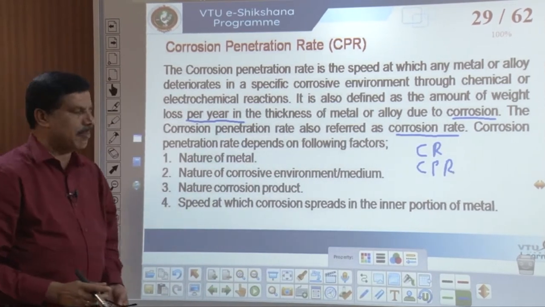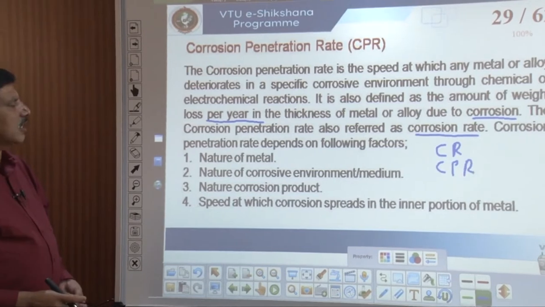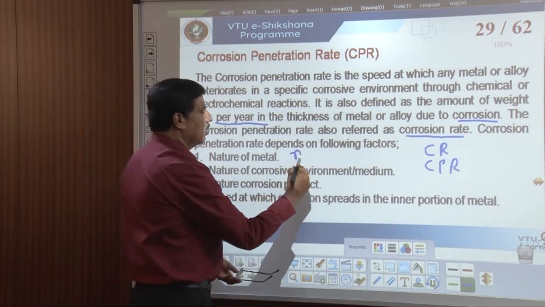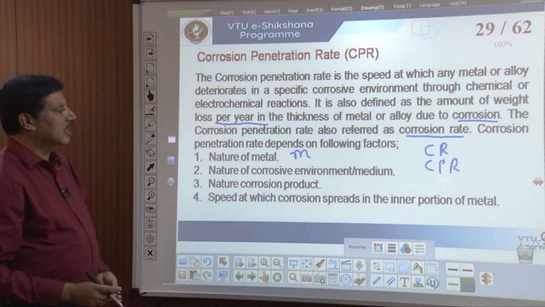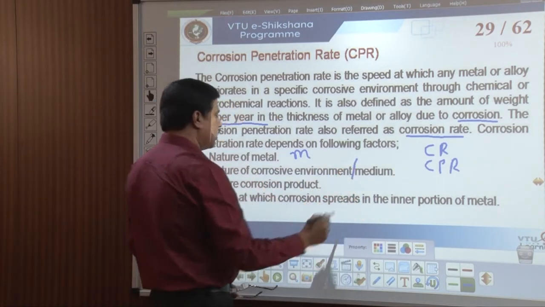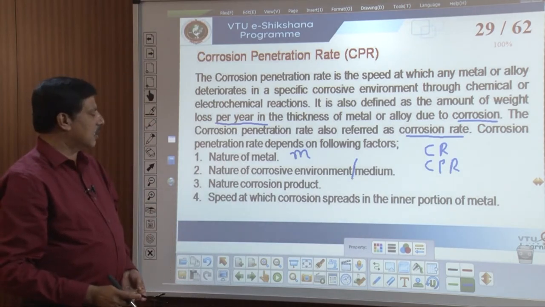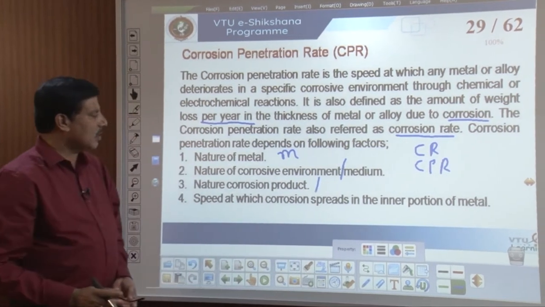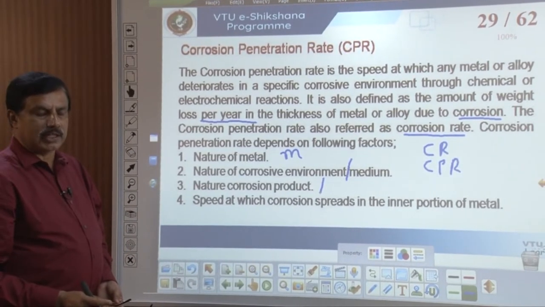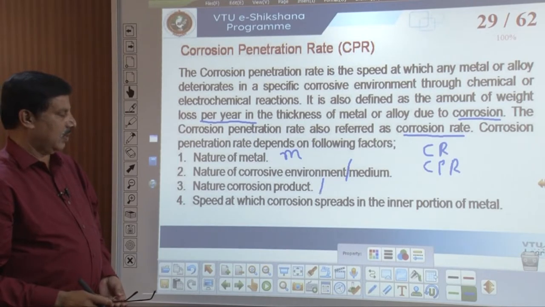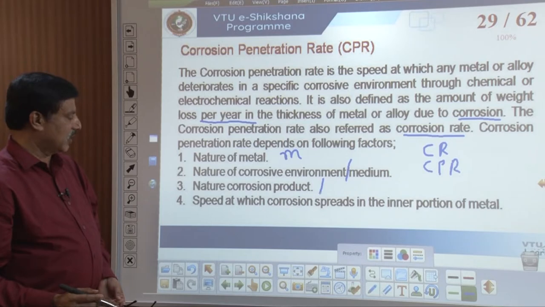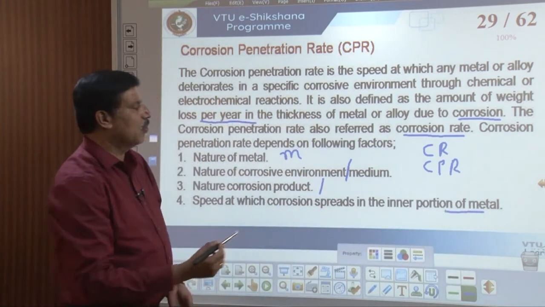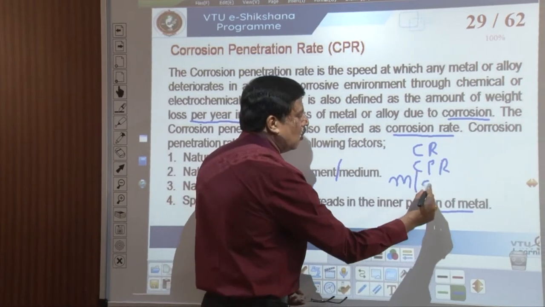Corrosion penetration rate depends upon the following factors. Number one, nature of the metal. What type of metal are you using? Conducting materials. Corrosion takes place only in metals. Then, nature of the corrosive environment or medium. What type of medium? Whether it is dry corrosion or wet corrosion, sea water, salt water, or river water. Nature of the corrosion product, that means aerated, deaerated, stoichiometric, non-stoichiometric, loose film formation, etc. Speed at which corrosion spreads in the portion of the metal. That means we are going to measure that in months, days, or years.